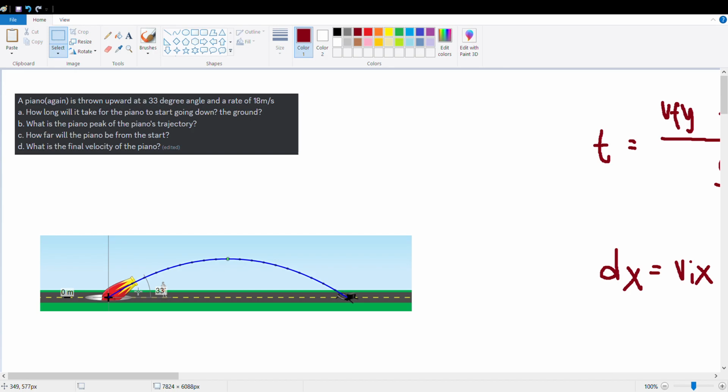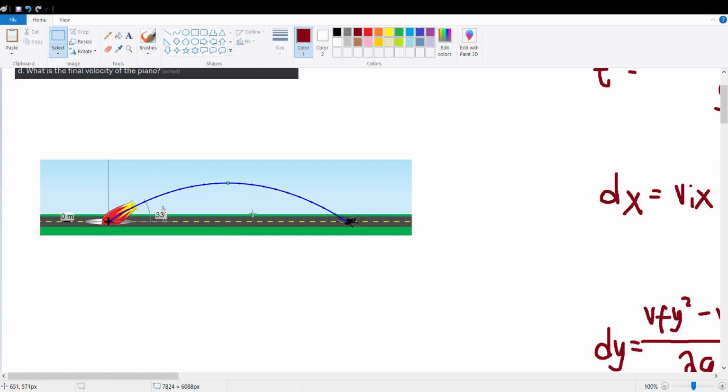Again, we're going to use a piano, which is thrown upward at a 33-degree angle and at a rate of 18 meters per second. How long will it take for the piano to start going down to the ground? So, anyway, again, visualize it first.